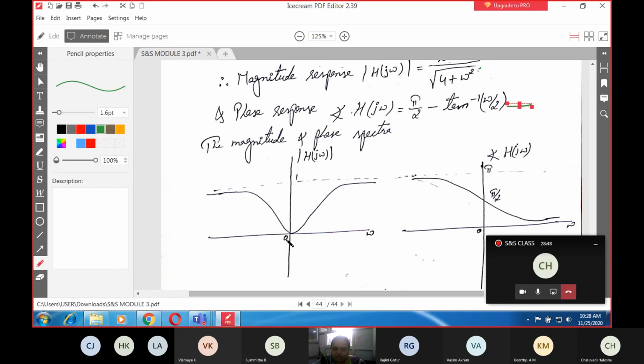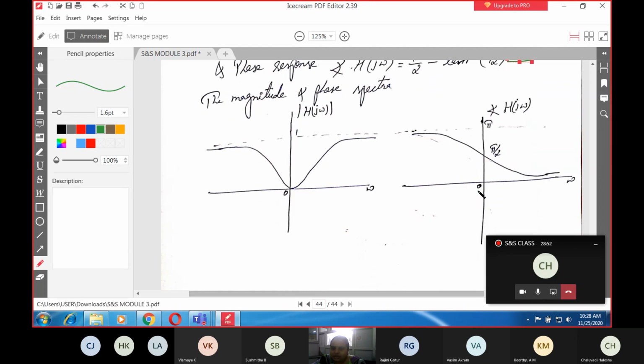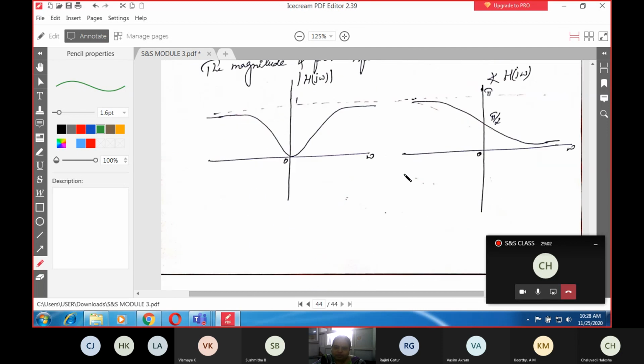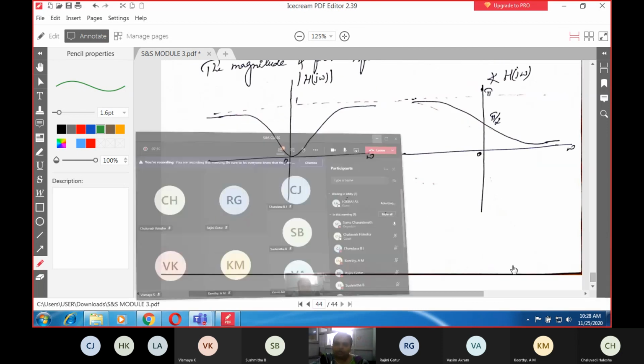At 0 it will be 0 and then it keeps increasing, and the angle within pi by 2 changes in the positive way only. That is about the phase and magnitude of the given problem. Okay, from this we completed the third module.